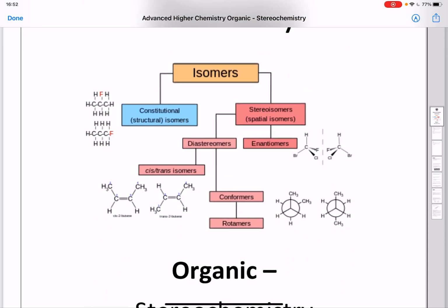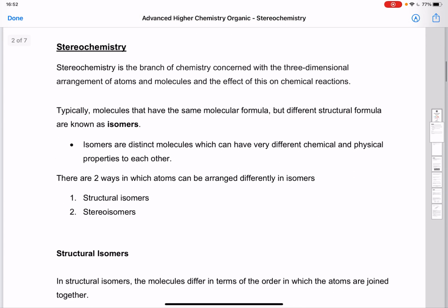Now this cover page, unlike a lot of the cover pages for the organic topics, is actually very educational and very useful. It does show you quite a lot about what we are going to be doing in the stereochemistry topic. So basically stereochemistry is all to do with isomers, and unlike what we know up to this point, there are actually lots of different types of isomers. So let's begin. Stereochemistry is the branch of chemistry that's concerned with the three-dimensional arrangements of atoms and molecules and the effect of this on chemical reactions.